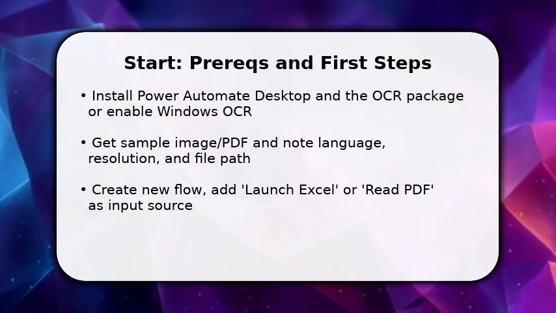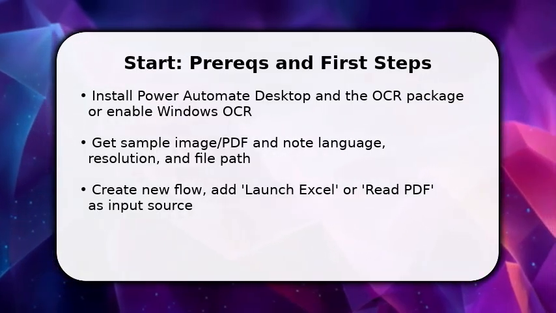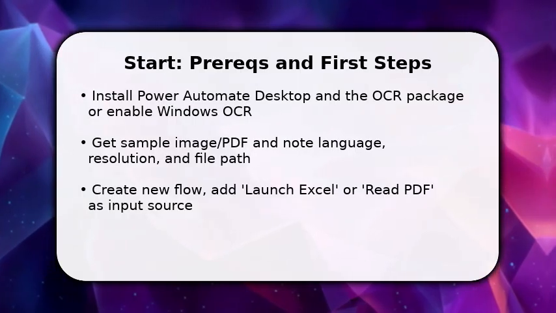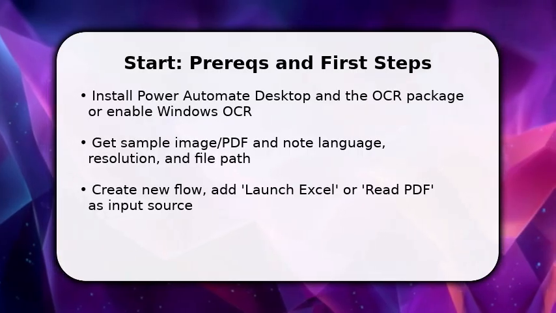You begin by confirming required components and grabbing a test file. Install Power Automate Desktop and enable the OCR runtime. Once done, choose a clear image or searchable PDF.